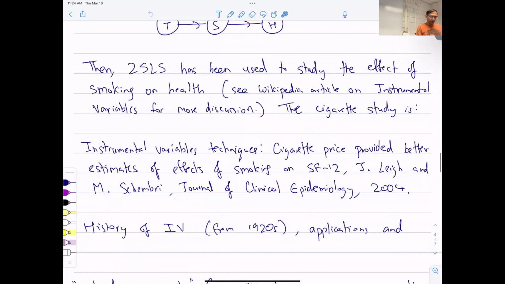So a paper which you want to look at: "Cigarette price provided better estimates of effects of smoking" in the Journal of Clinical Epidemiology, 2004. You can look at these papers if you're interested in this line.